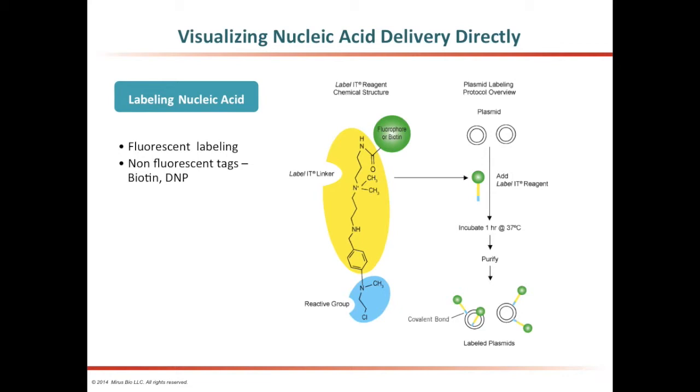The labeling protocol is also very straightforward. You just add the plasmid, for instance, to the Label IT reagent, incubate for 1 hour at 37 degrees, and then purify away any unreacted dye. You then have covalently labeled plasmids that you can then transfect and visualize.